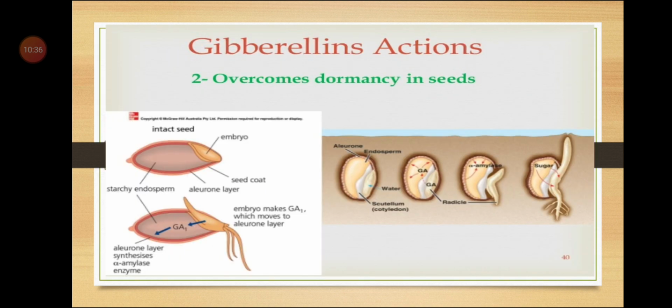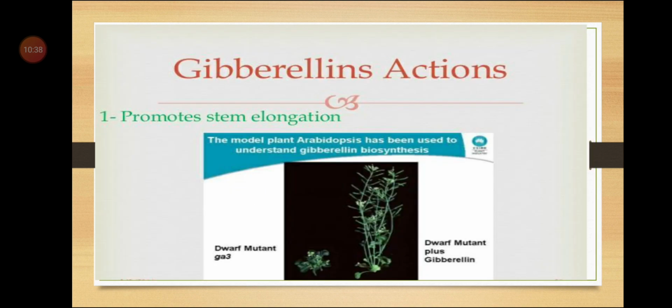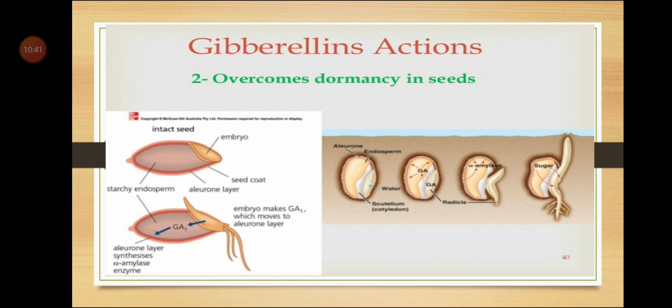Second, gibberellins overcome the dormancy of seed. Dormancy means that all the conditions are there for the seed to grow: proper temperature, proper pH, environment, water, but the seed is not growing. At that time, when we apply gibberellin, the dormancy will break down and the seed will grow. Because it is a growth hormone, it promotes the growth of the seed.